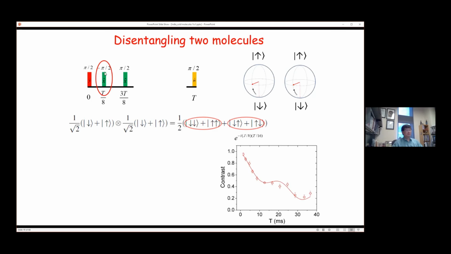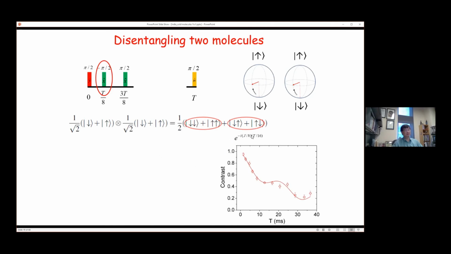Let me describe each individual pi over 2 pulse, which rotates around a different Bloch sphere axis. Usually the rotation is along Y, but now it's rotating along X. When I rotate along X, I'm actually doing an exchange. I'm exchanging up down plus down up into down plus up. Okay, so now you can imagine what I just did.